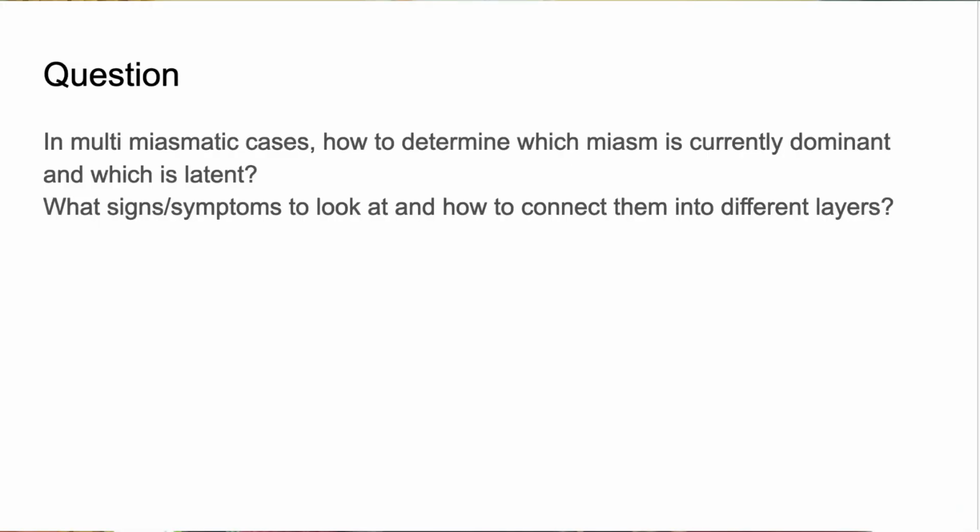Hello and welcome to this series on miasms, where I'm answering questions by my Argent mentoring students and mentees on treatment of multi-miasmatic and miasmatic diseases. So this particular video, I have a very crucial and very important question. This is by Helena, and she says, in multi-miasmatic cases, how do you determine which miasm is currently dominant and which is latent? What signs and symptoms are you looking at? How do you connect them into different layers?